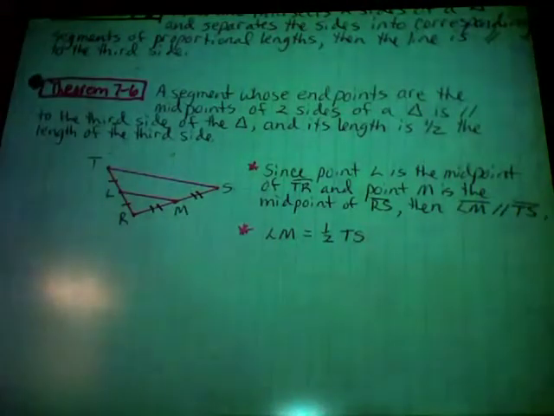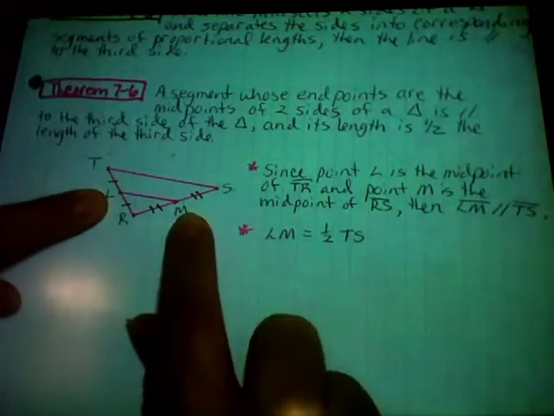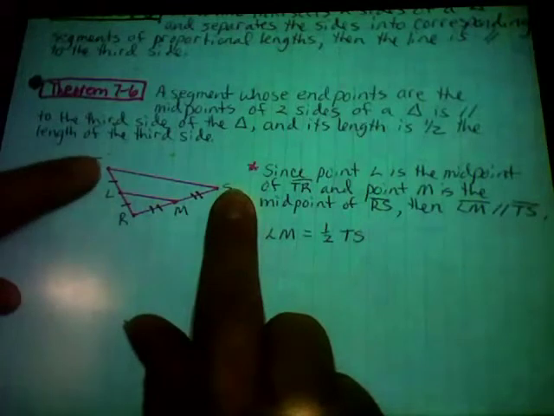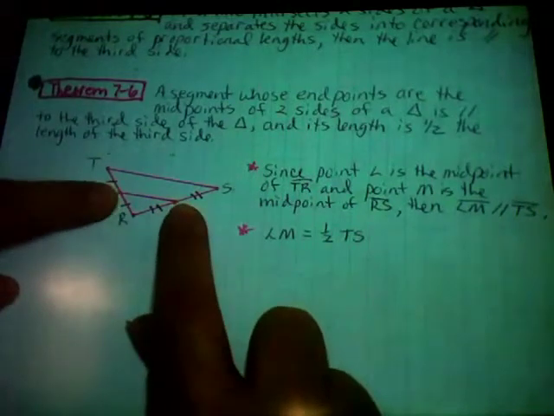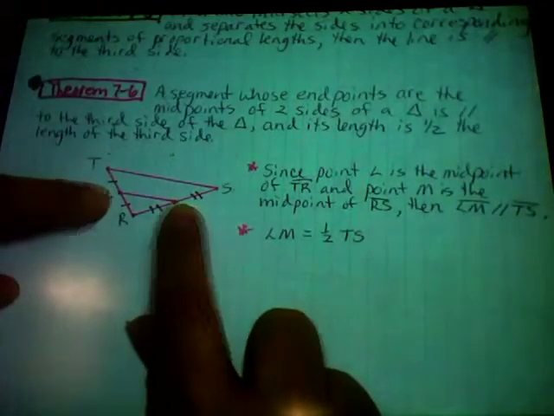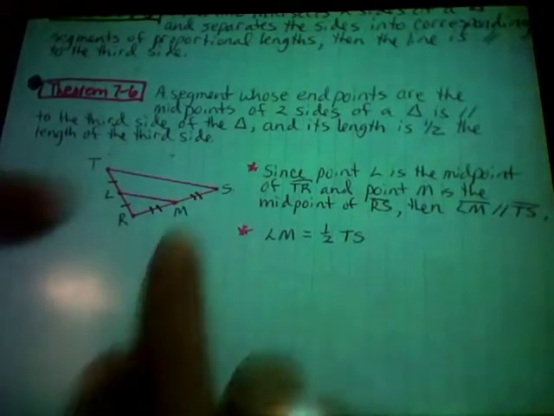A segment whose endpoints are the midpoints of two sides. So this is slightly different in the fact that LM is the midpoint of RS and L is the midpoint of TR. So it's almost like this is a median. Remember the median in the trapezoids where it had to be directly in the middle of the figure, only this isn't a trapezoid. Look what happens.